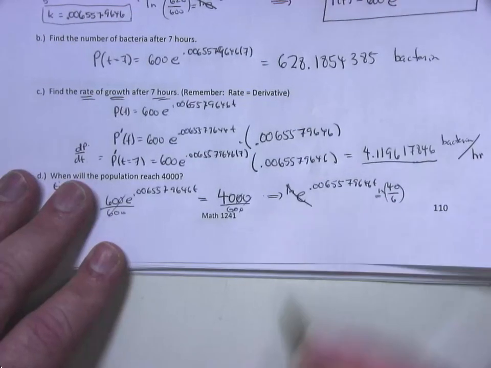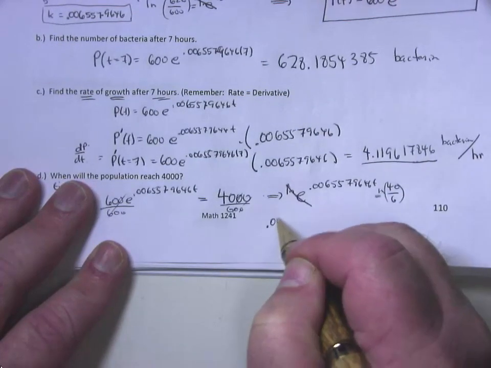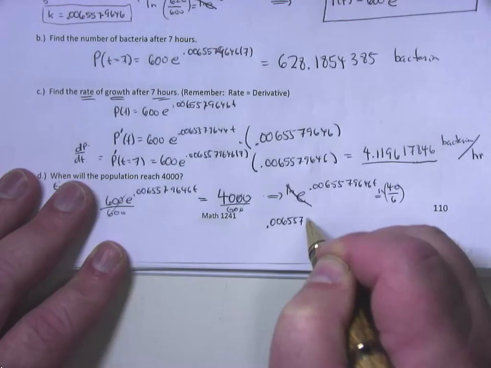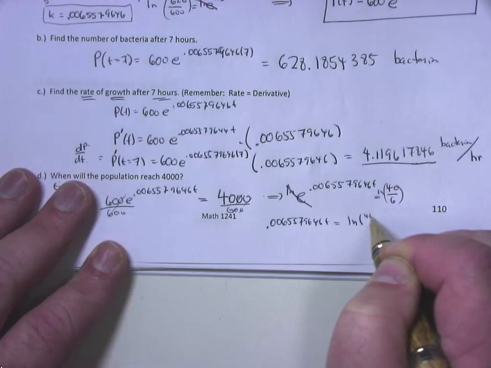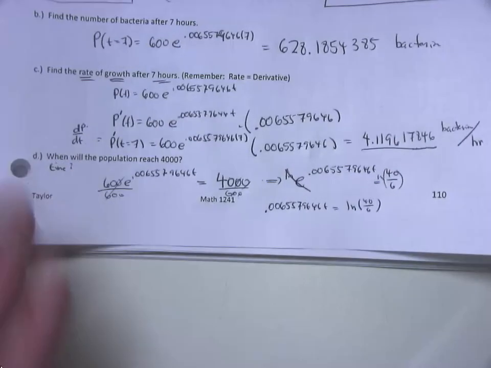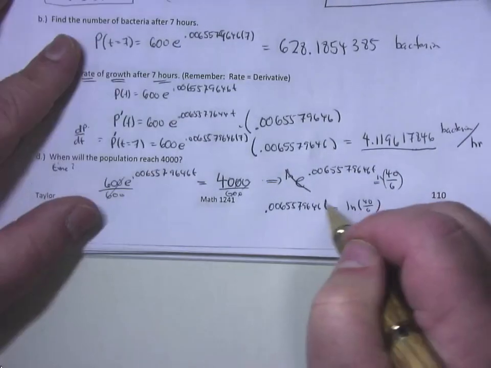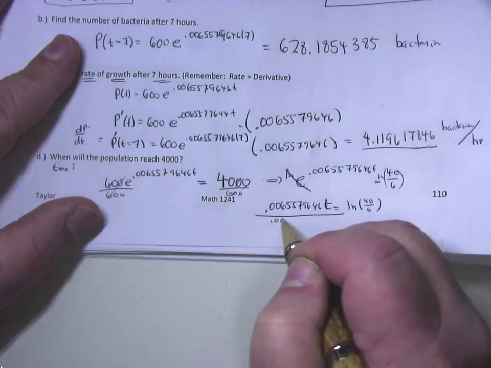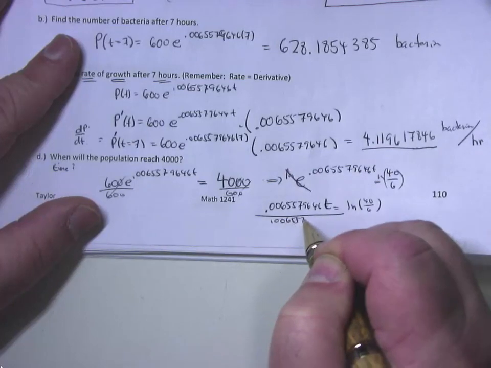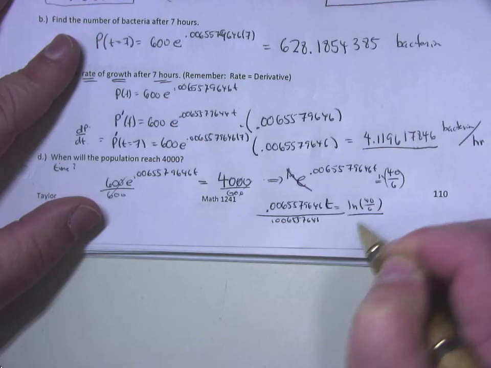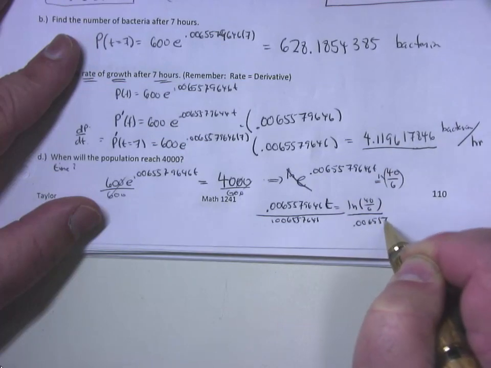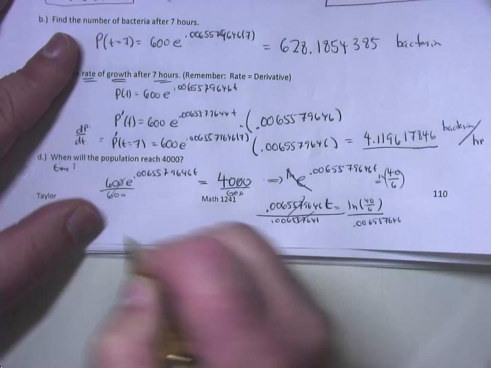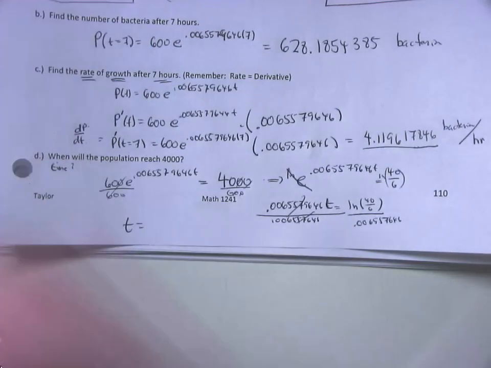Take the natural log of both sides. And the natural log of e cancels, leaving me with 0.00655794646t equals the natural log of 40 over 6. What's my last move to solve for this t? Divide by 0.00655794646 on both sides. And I get t equals, let's see what I get.